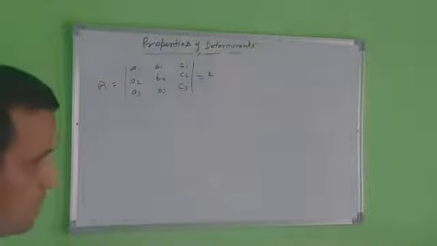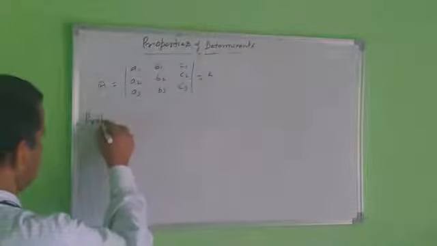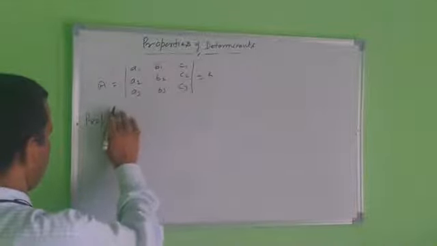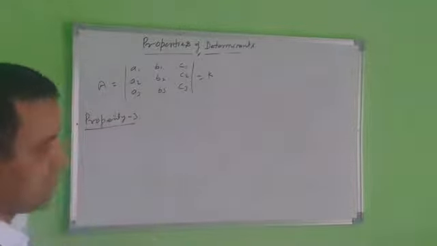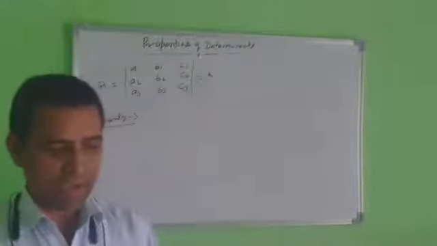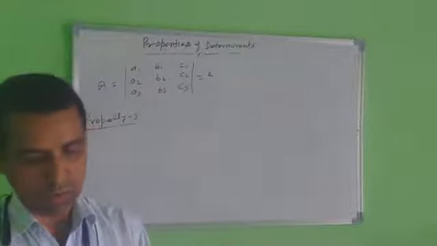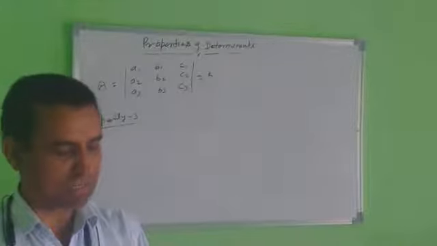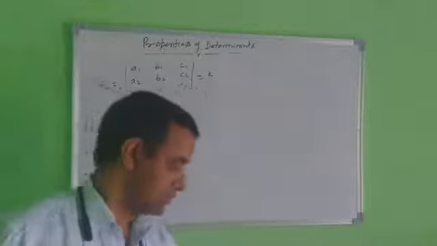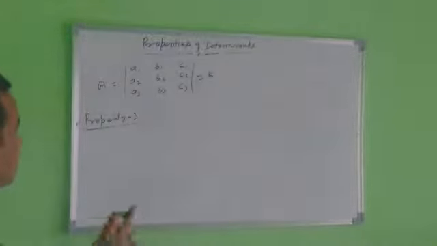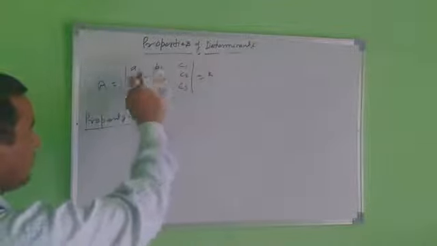Yes, student, the third property we will discuss here. What is the third property? If any two rows or columns of a determinant are identical, meaning all corresponding elements are the same, then the value of the determinant is 0.